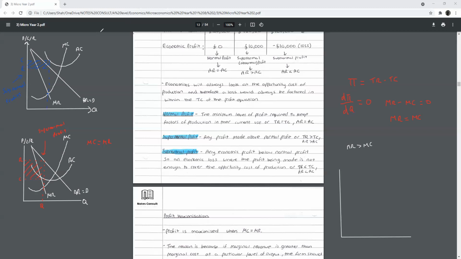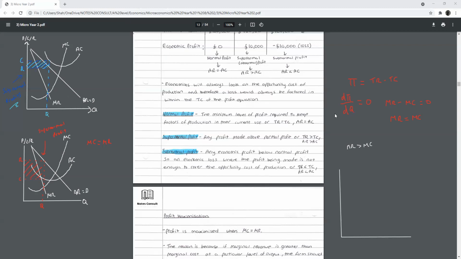Maybe it's not so clear. It's here. Cost, revenue. All right. So that was subnormal profits.